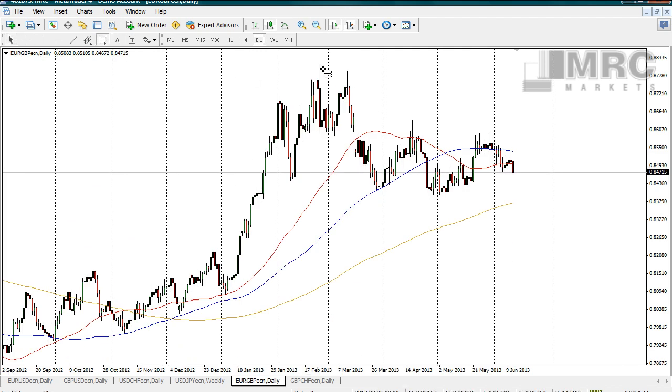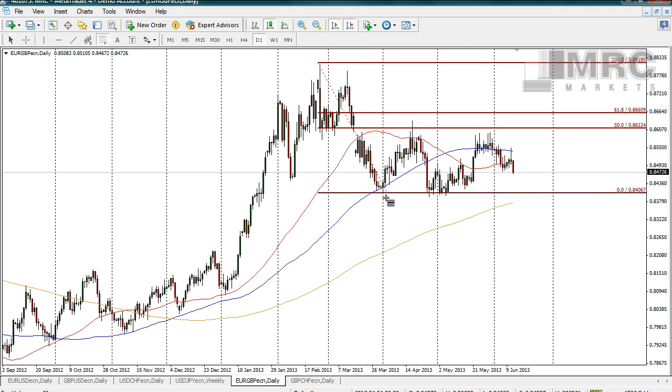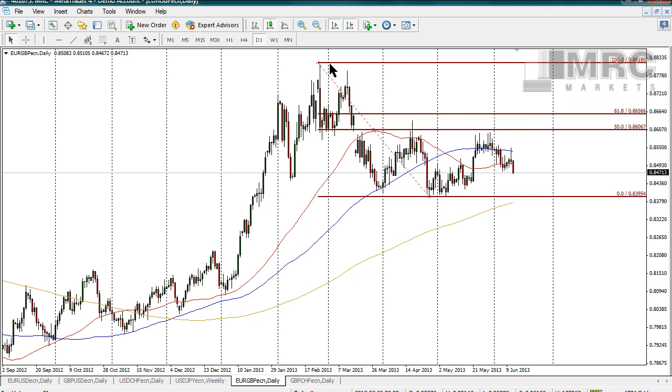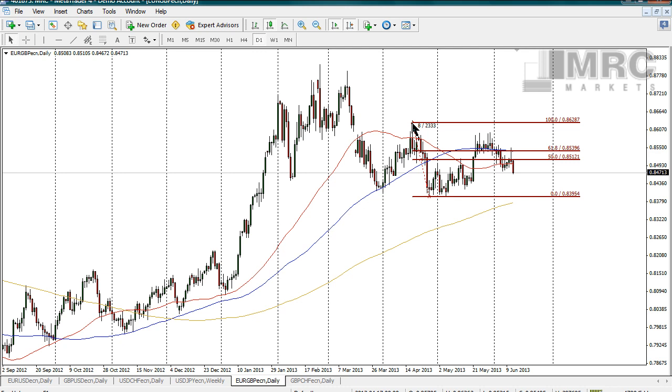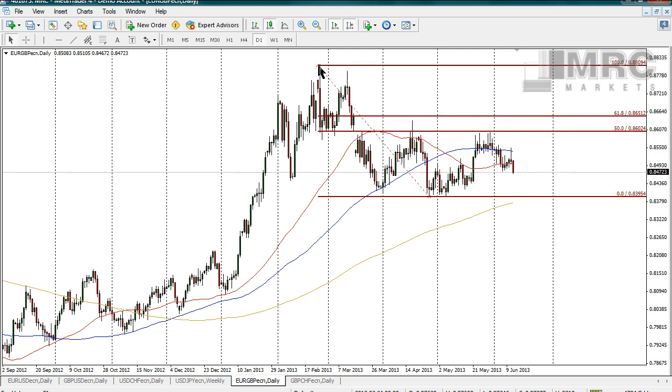In terms of the fibs, you had this one here from the highs to the lows off the 50%. Sellers come in there, brought that pair down to the 0%, which was the low, but it failed to break lower. It's not really a fib there, although it kind of does coincide with that previous high.